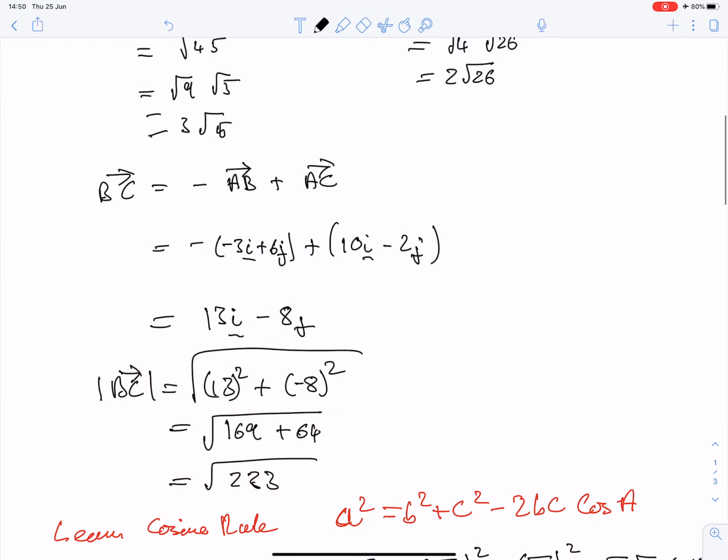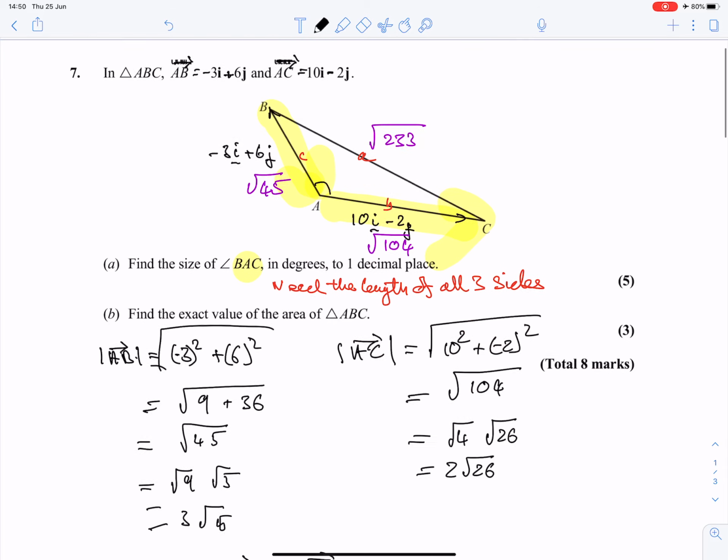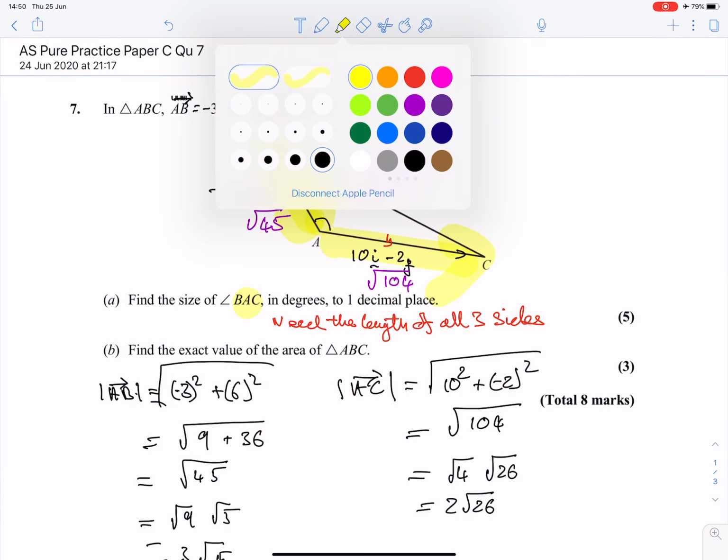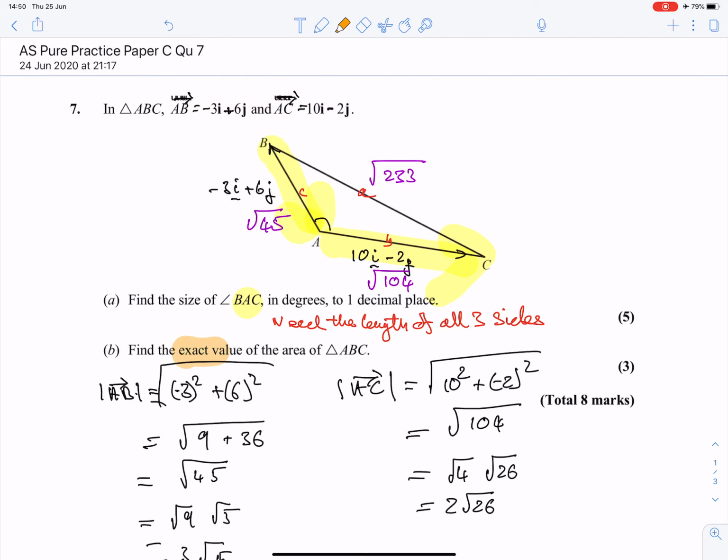Part B. Find the exact area of the triangle. Notice the word exact there in the question. So if it says exact, you've got to think, do it without using a calculator. Yeah, that's really how we should be approaching the question.